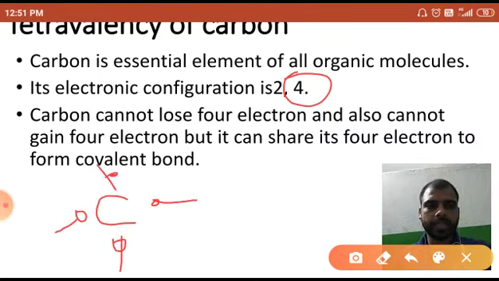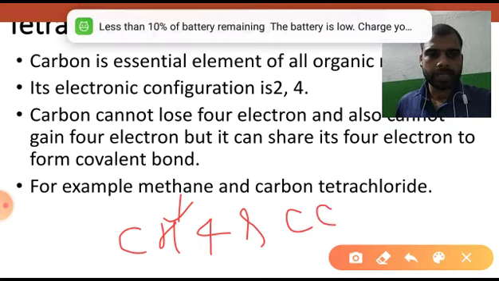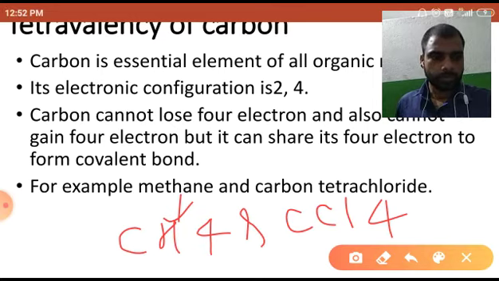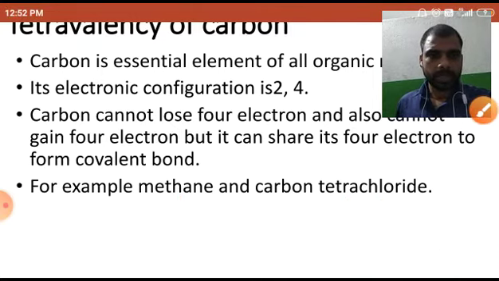Now, dear students, we will move further. Next, here you can see methane and carbon tetrachloride. What is the formula of methane? CH4, and carbon tetrachloride is CCl4. We have to see the structure of these, and in the next part we will talk about that.